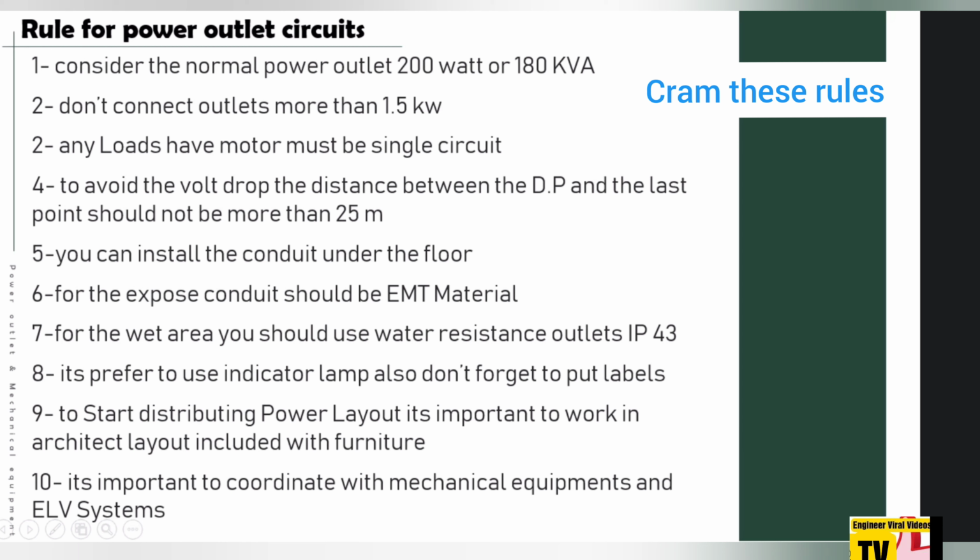Number 3, any load that has a motor must be on a single circuit. That means the refrigerator or the air conditioner must be a single circuit. The home run must be specific for the circuit, not connected to any other receptacle. Then number 4, to avoid voltage drop, the distance between the distribution panel and the last point should be not more than 25 meters.